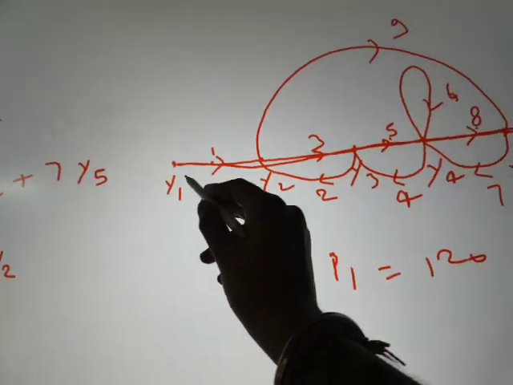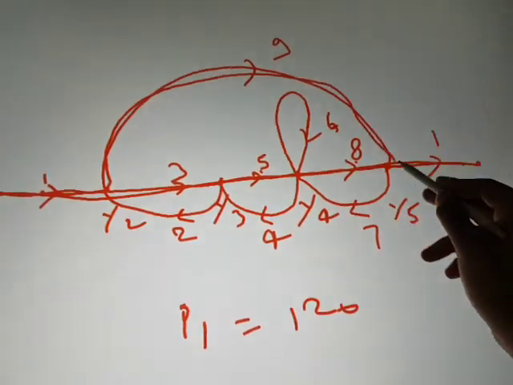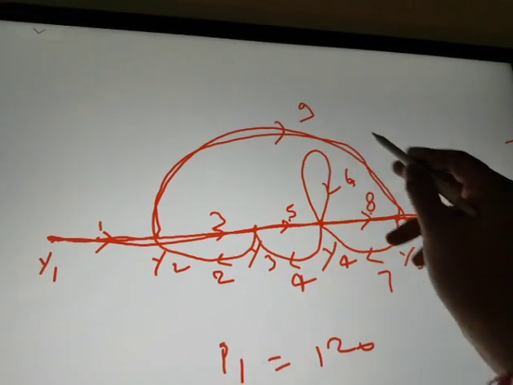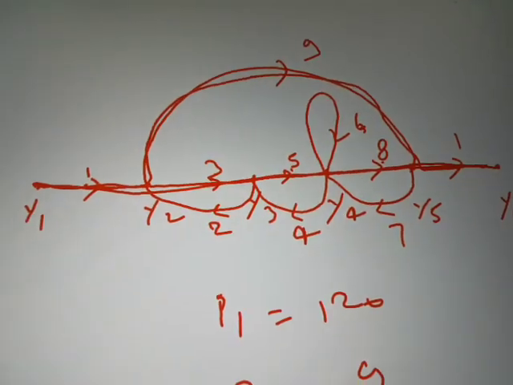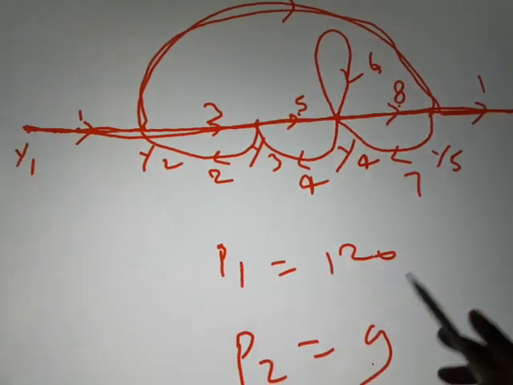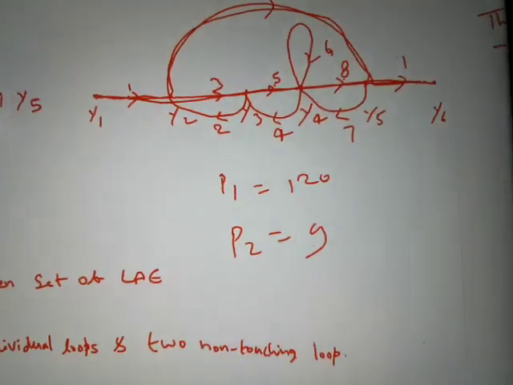Another forward path is this. Okay, what will be the gain? 9 into 1 into 1, so 9. So we have two forward paths, of which one gain is 120 and another gain is 9.